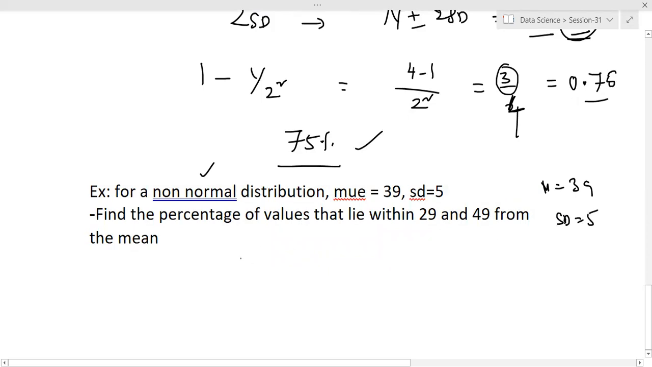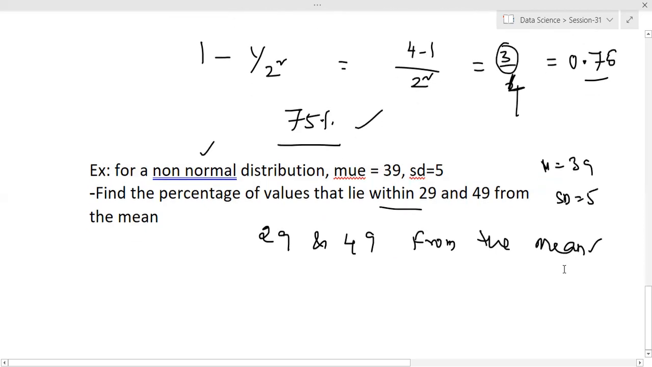Now I want to find the percentage of values that lie within 29 and 49 from the mean. A little trick is there, friends. We have the 1 minus 1 by k square formula with us. Apart from that, my mean mu value is 39, standard deviation is 5, and I want to get the percentage of values that lie within 29 and 49 from the mean. So that means mu plus or minus k sigma gives 29 and 49, friends. So my mu plus k sigma, how much, friends, here?